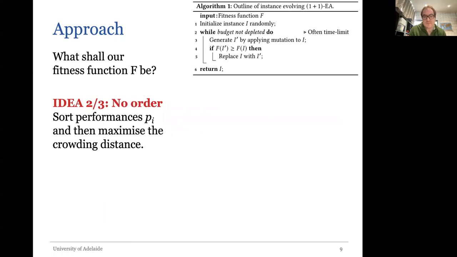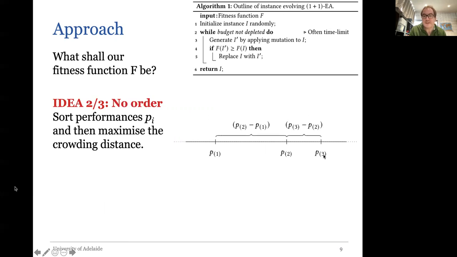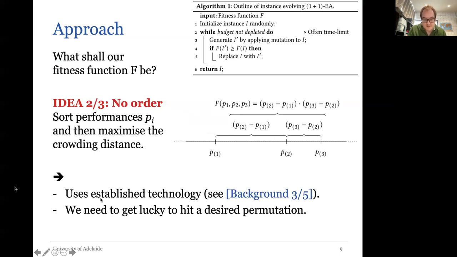Second approach termed no order. Our approach is there the following. We sort the performances of the different, in this case, 3 algorithms on the instance. So this is performance of algorithm 1, performance of algorithm 2, performance of algorithm 3. We calculate the distances. Again, we use the crowding distance like what we would have done previously with just a single feature. And we can maximize this. We can do this obviously for 3 algorithms, and we can extend this easily to multiple algorithms as well. The advantage is that this uses fairly established technology again. But we just need to get lucky to hit a desired permutation.